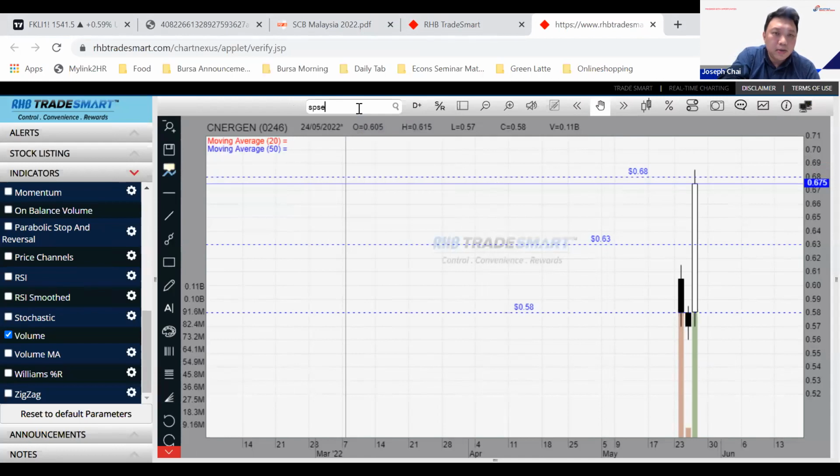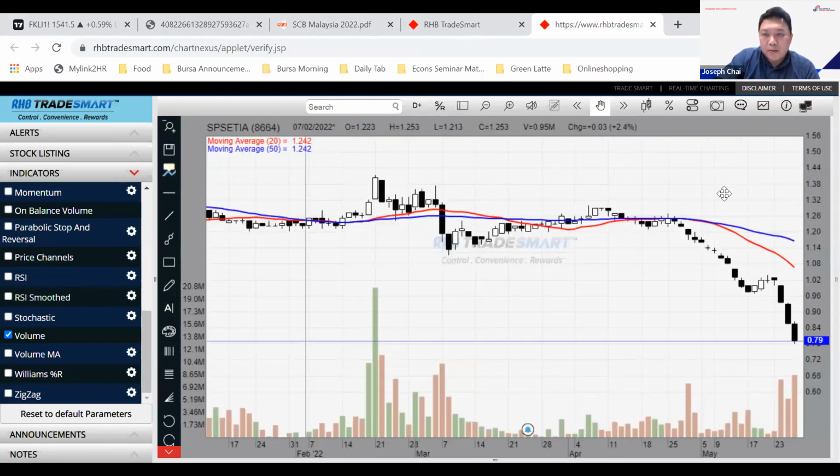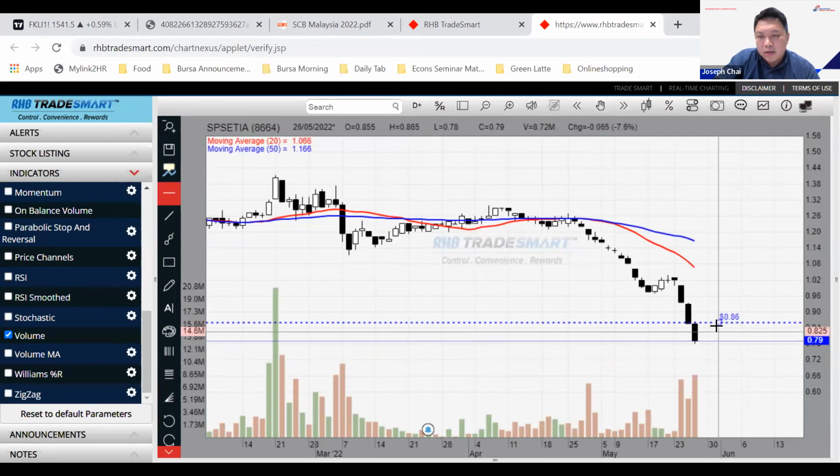Yeah, let's look at SP Setia. Let's study this together, right? So what you do see is that SP Setia is actually coming down with high volume, right? So what I do is very simple. I actually mark out here.